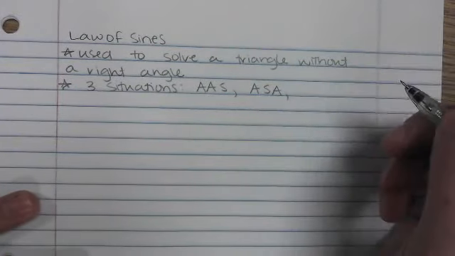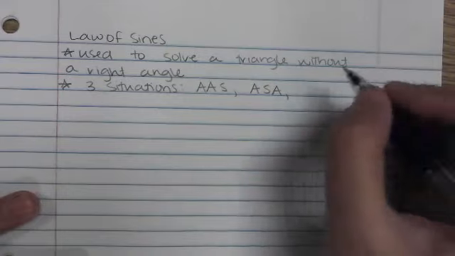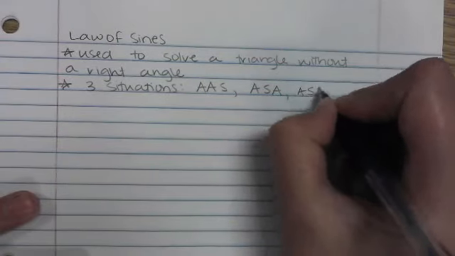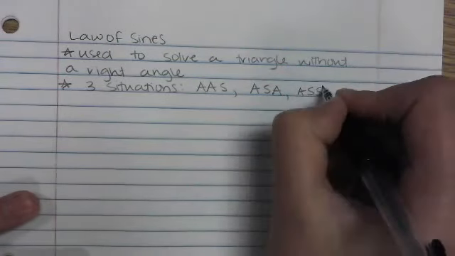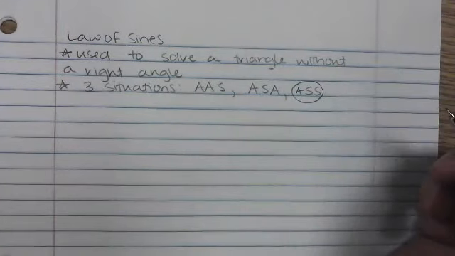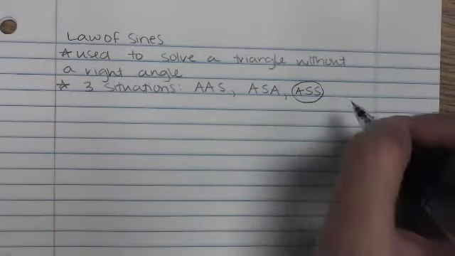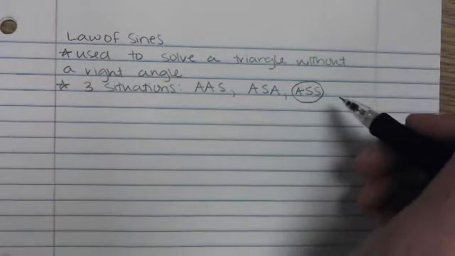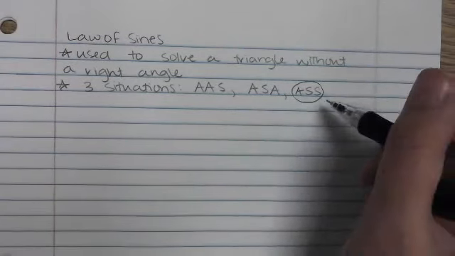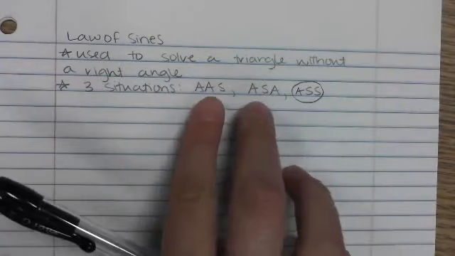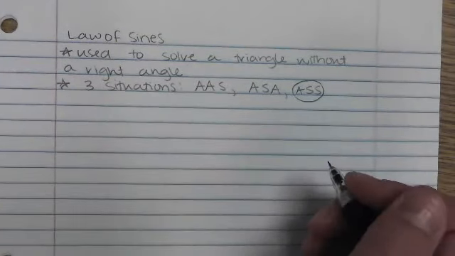And then the last, to be PC, most schools call it side-side-angle. But I'm going to write it this way, and this one is special because it literally is a pain to do. It's called the ambiguous case, and I will do a video on that later. So these are the three cases. Again, this video is just going to focus on these two cases.